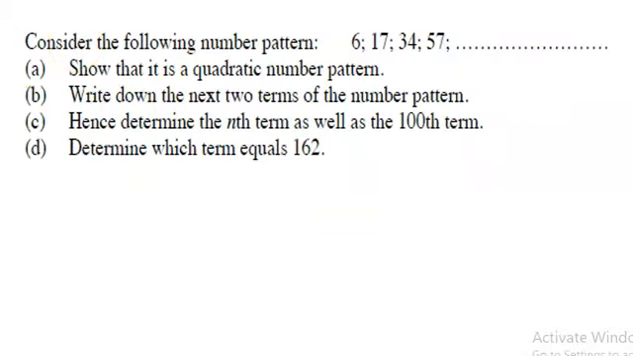Consider the following number pattern. Show that it is a quadratic number pattern. Write down the next two terms of the number pattern. Hence determine the nth term as well as the 100th term. Determine which term is equal to 162. So let's go back. The sequence has 6, 17, 34, 57. We want to show that it is a quadratic number pattern.